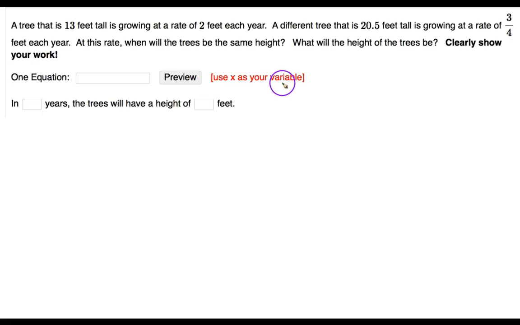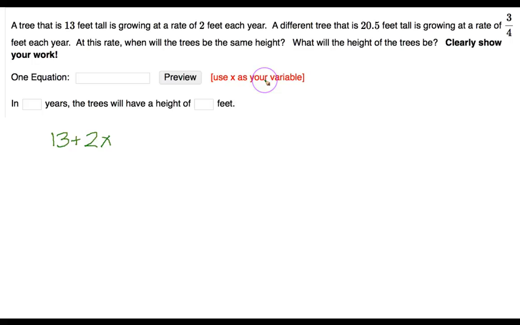Notice here it does ask us to use x as a variable, so they were specific there, so we want to make sure we do that. For the first tree, the first tree is currently 13 feet tall and is growing at a rate of 2 feet each year. So I'm going to go ahead and write the equation for that. It's currently 13 feet tall, but since it's growing at 2 feet each year, I'm going to go ahead and add 2x, since it did ask us to use x.